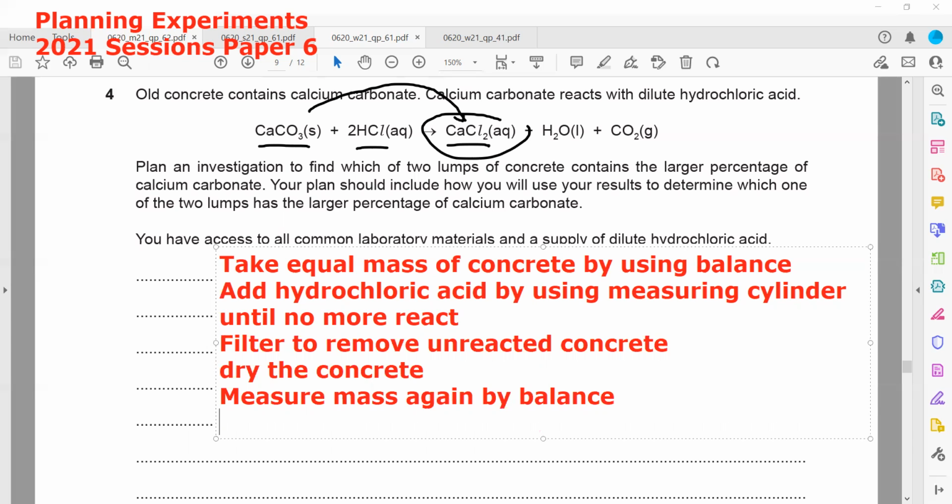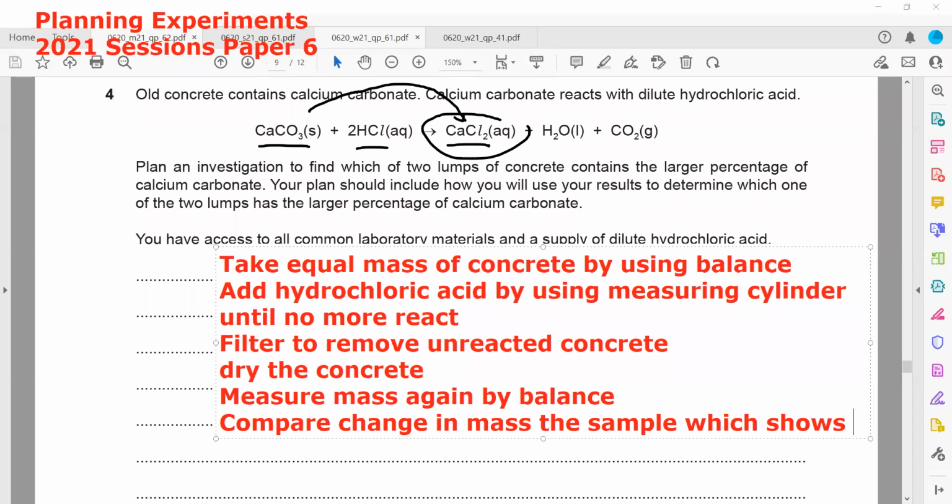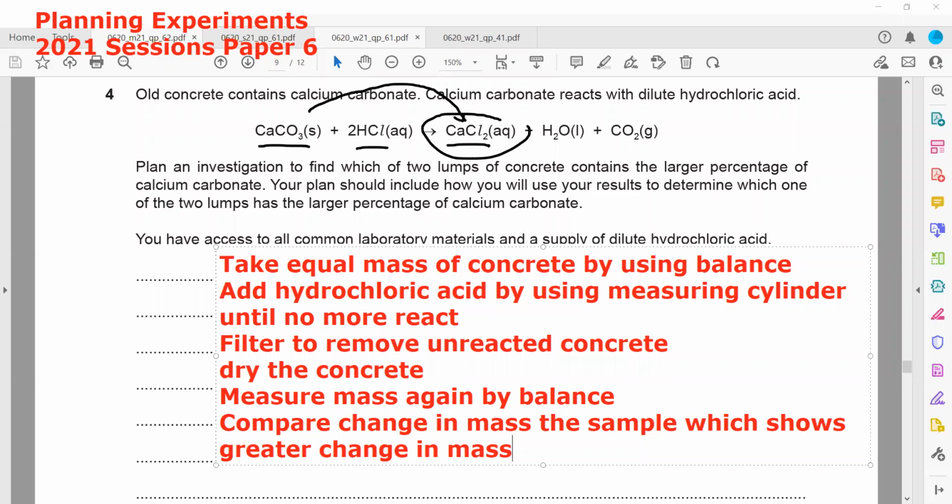Then how will we know which contains more? The sample of concrete which contains a greater proportion of calcium carbonate will show a greater change in mass, because the calcium carbonate will react with hydrochloric acid. If it contains a small amount of calcium carbonate, a small change in mass is there. But if it contains a greater proportion of calcium carbonate, the change in mass will be higher. So we'll compare the change in mass. The sample which shows a greater change in the mass contains a greater amount of calcium carbonate.